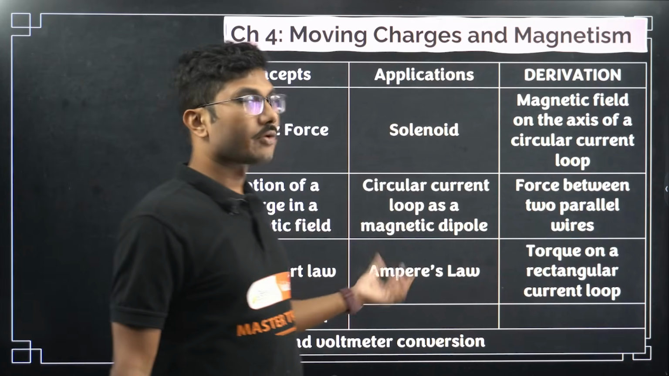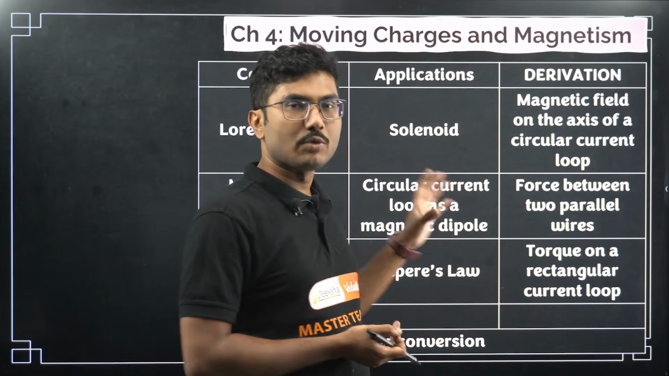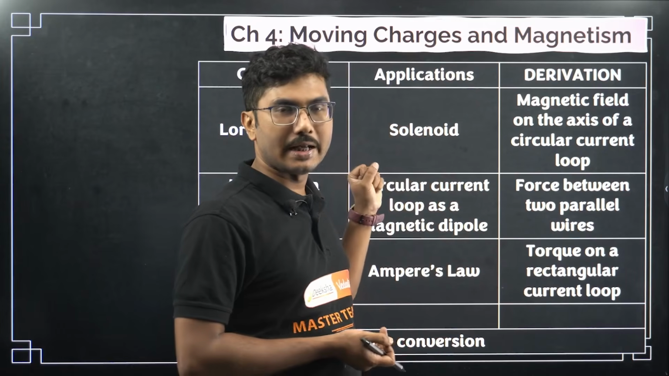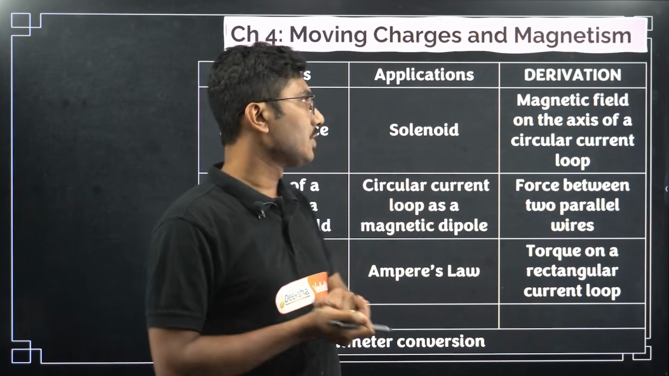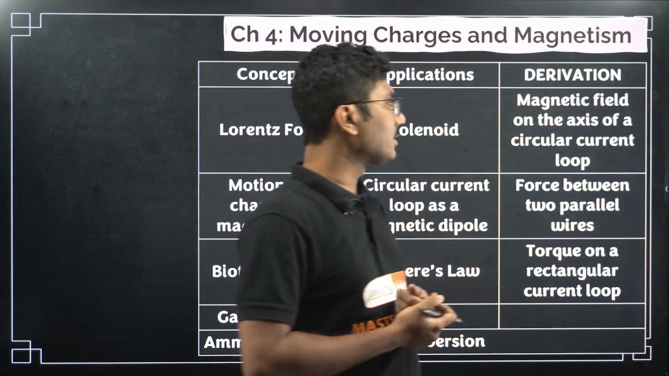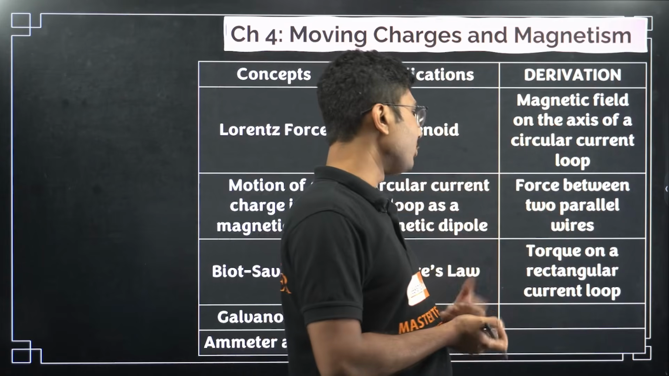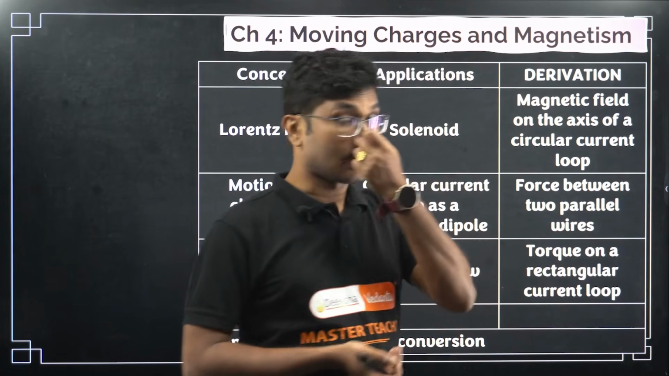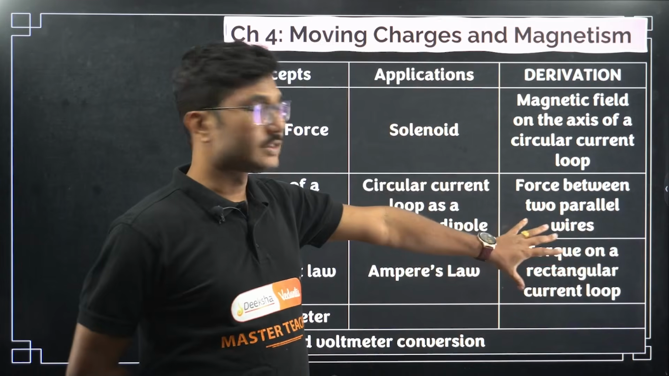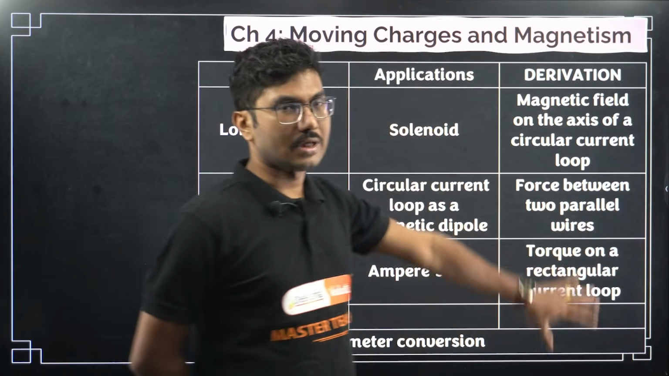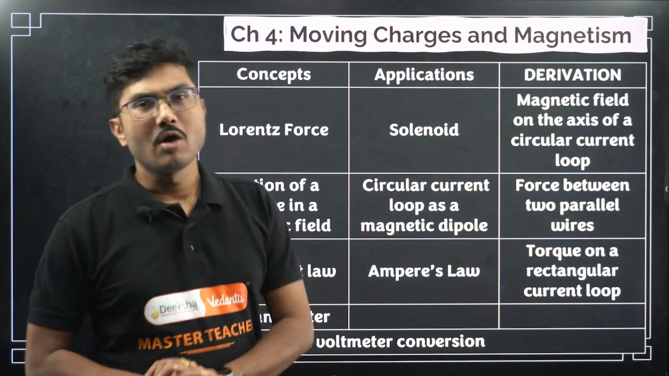But here the questions may not be direct. You have to apply the knowledge that you have gained from studying this concept to solve the question. Derivations: magnetic field on the axis of a circular current loop, force between two parallel currents, torque on a rectangular current loop. This is basically part of the galvanometer. Again, if it is there, you have to study. If it is not there, you can skip it. So these are all the important concepts from this chapter.